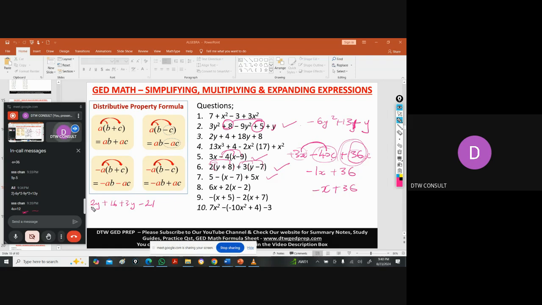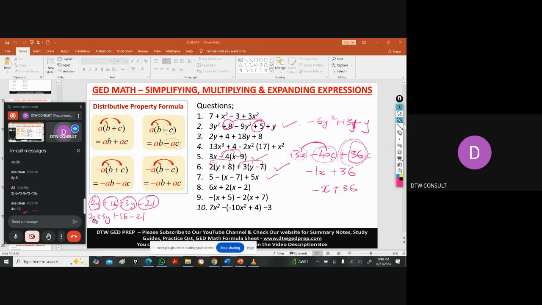Sikra, are you following? The next step is to combine like terms. We can combine this 2y and positive 3y. So we do 2y plus 3y. And we can combine the constants, positive 16 and negative 21. We bring them together. That's why we're collecting like terms.